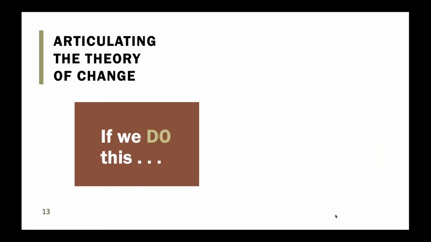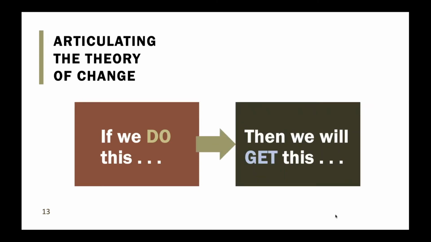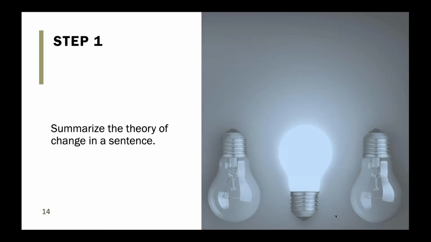So essentially what you're saying is, if we do this, then we will get that. And so the first step in terms of the formula is that you want to be able to summarize the theory of change in a sentence. You want to be able to condense down what you're thinking about the project and really have a sentence around that theory of change. So let me walk you through a couple of examples and show what that looks like.